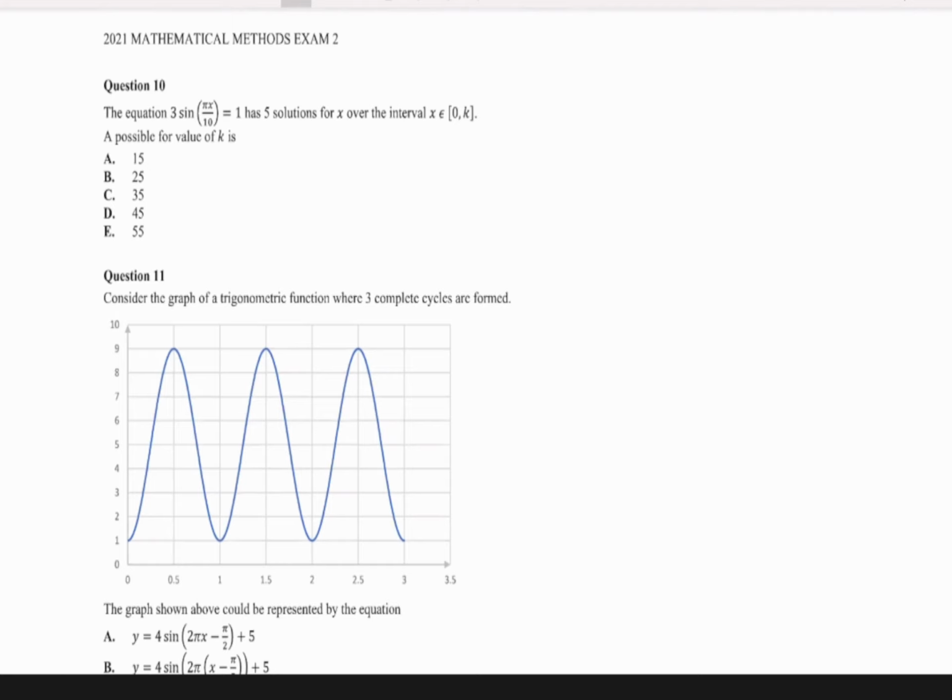Question 10. I graphed this out to properly see what was going on. I just graphed 3 sine (pi x on 10) minus 1, and you kind of get a graph like this. Each cycle is 20, so I'm just going to note that down. And you can see that in each cycle you would have 2 x-intercepts.